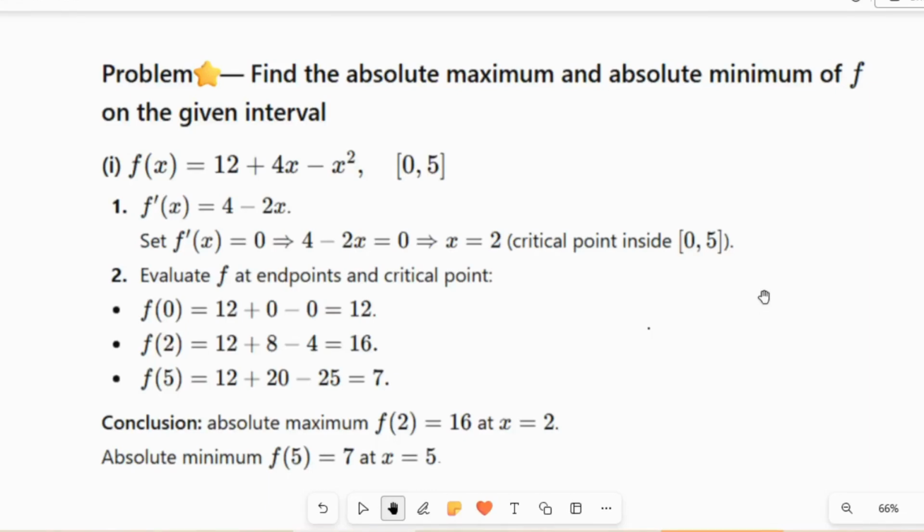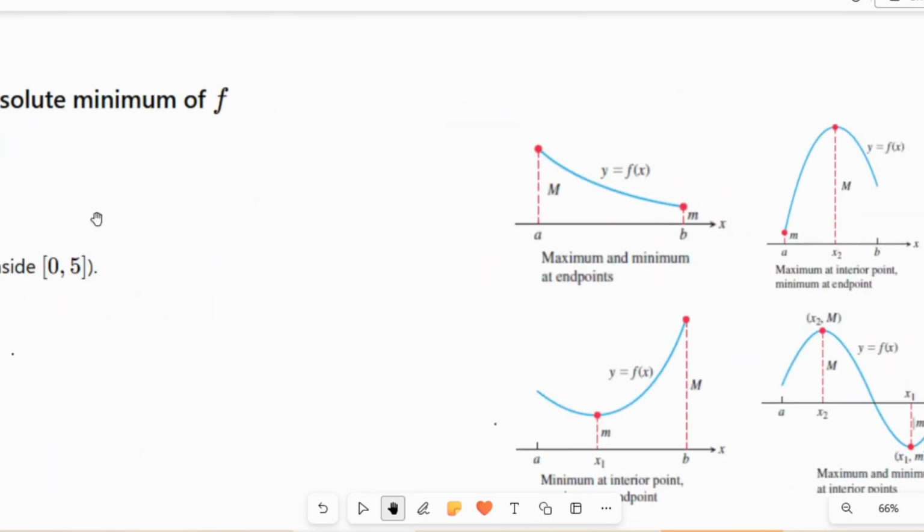Hi, in this video I would like to explain the absolute maximum and absolute minimum of the given function on the given interval. To find the absolute maximum and absolute minimum, we have to find the critical points. First, let us see why we should find the critical points.